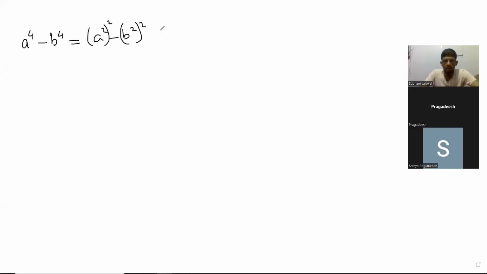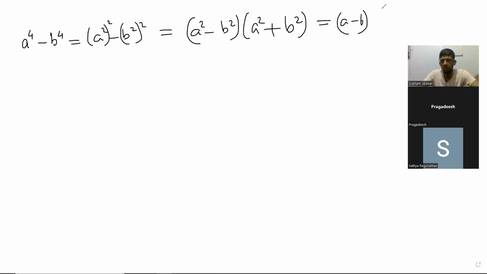Right. So how do we factorize this? Well, as we said, just look at it as a difference of squares. And this kind of idea we have seen in the past. Right? And then you input, right? And again, you can further factorize this, a square minus b square. So that is not a problem.